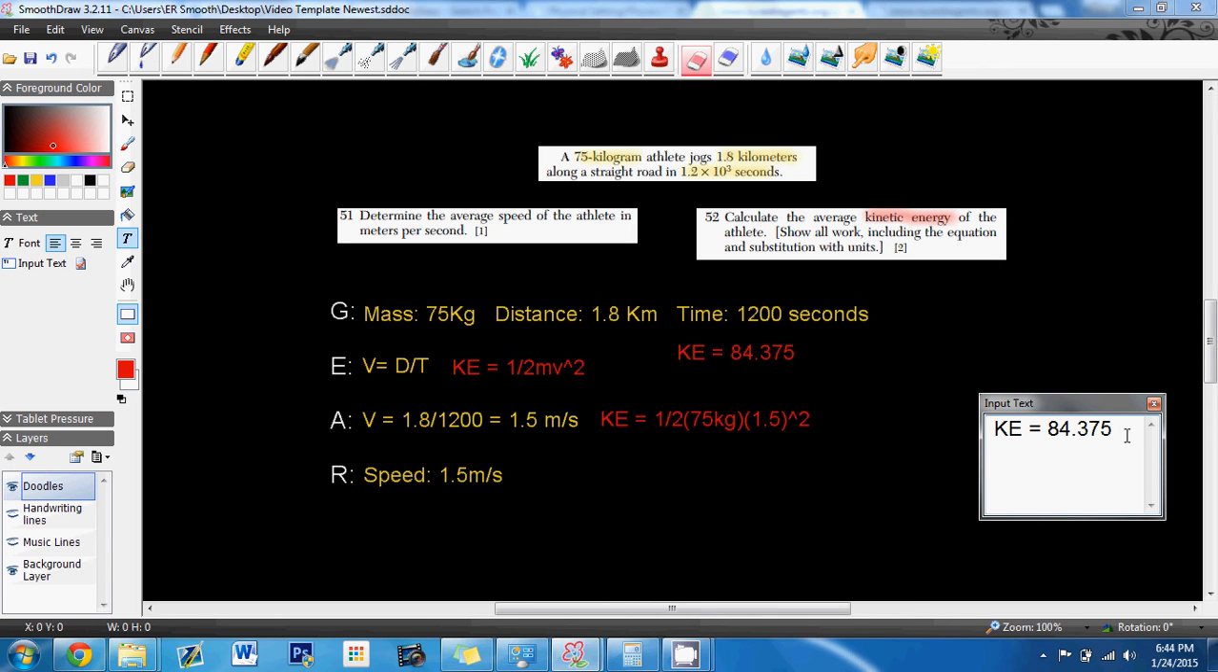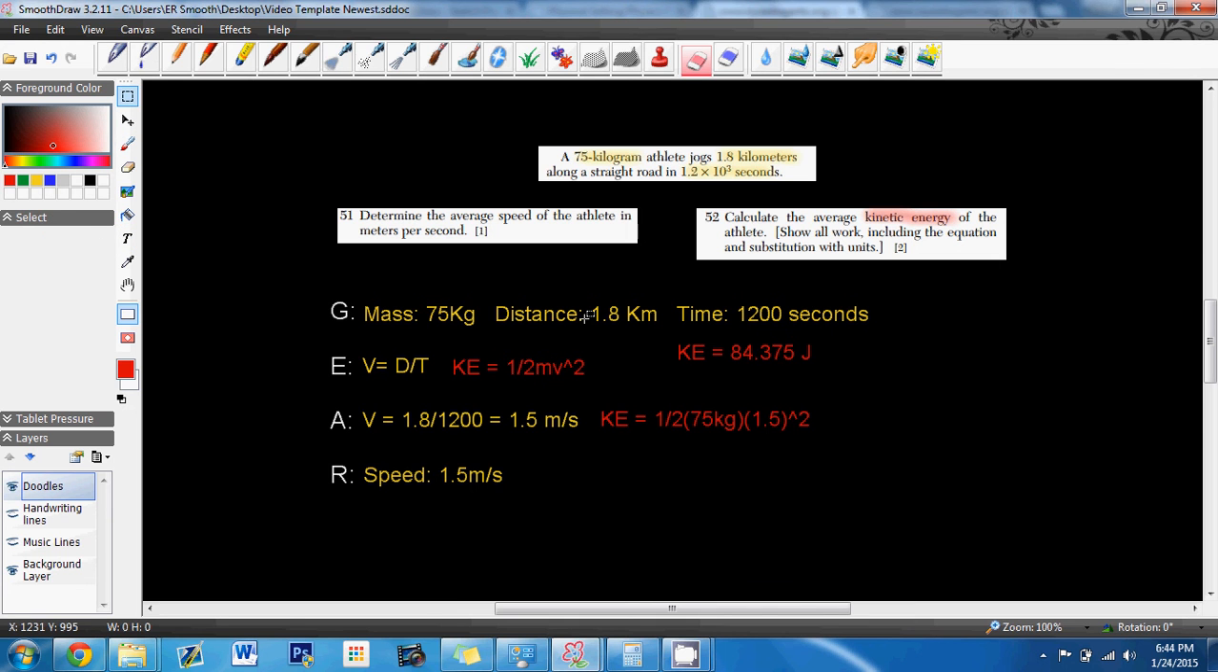But don't forget your units. Joules. Joules is kg times meters per second squared. And that's our answer. And we have found our answer for 51 and 52.